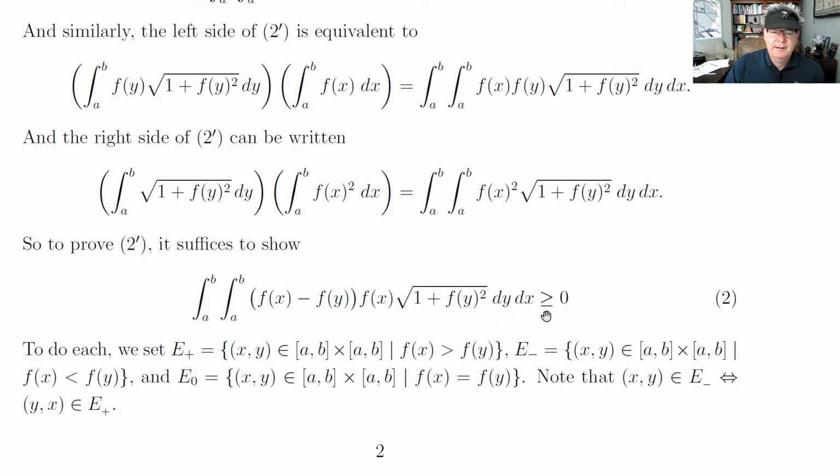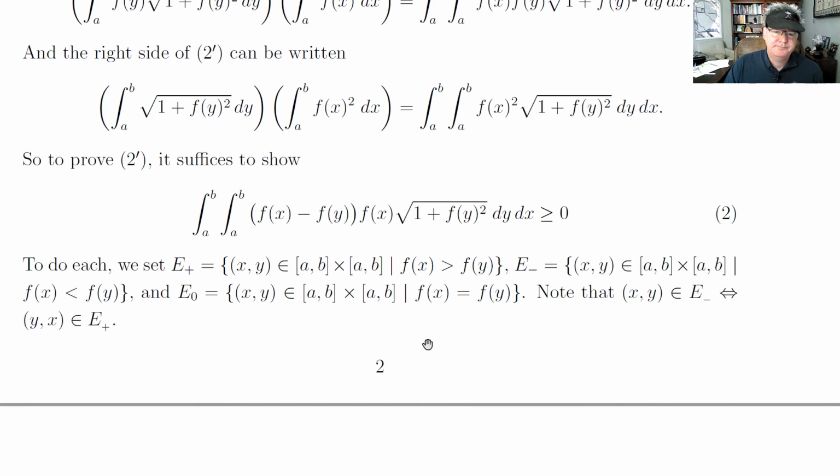And then for the proof on both of them, I'm going to look at all points in the interval AB where f of x is bigger than f of y, and I'll just call that set of points E plus. And then E minus will be the set of points where f of y is bigger than f of x. And then there's also some points maybe where they're equal. I call that E sub 0.